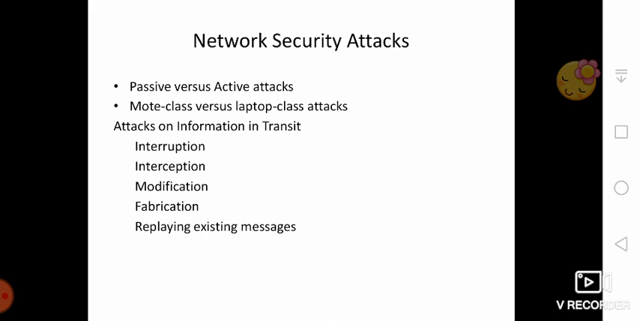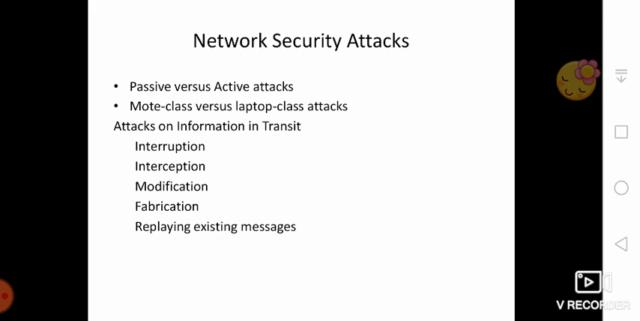Passive versus active attacks, and mote class versus laptop class attacks. First one, passive versus active. Passive attacks include eavesdropping on or monitoring packet exchanges within a WSN. Active attacks involve some modification of the data stream or the creation of a false stream.